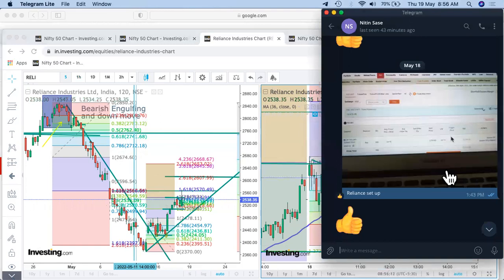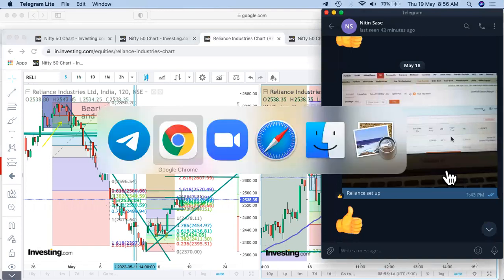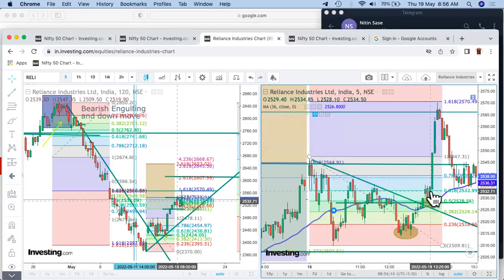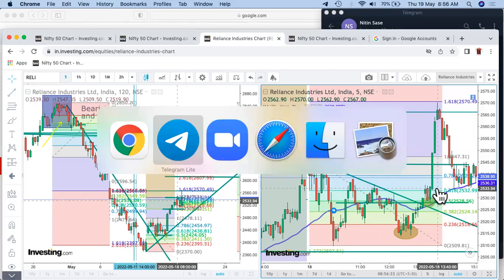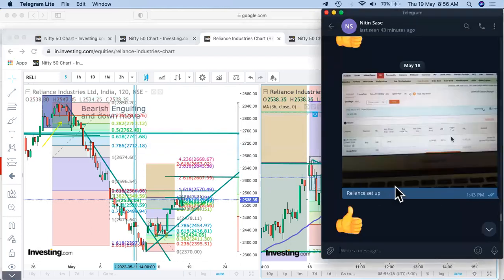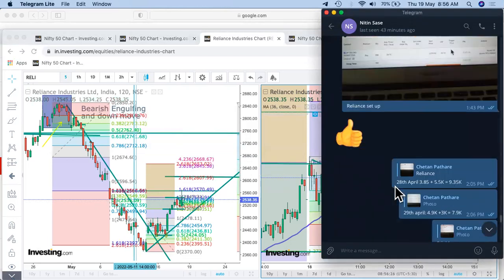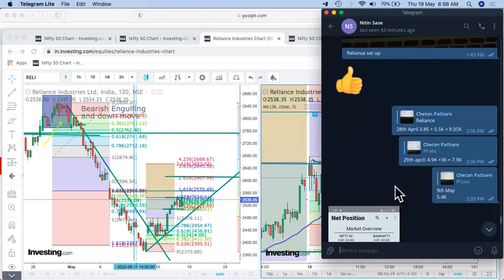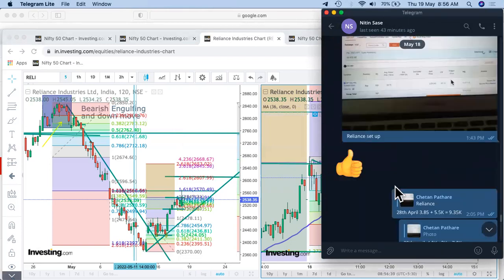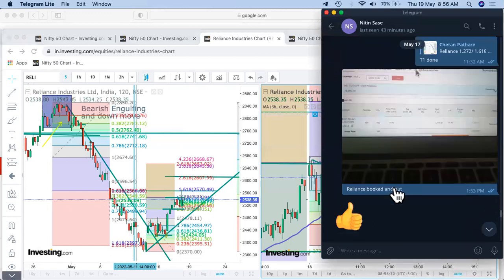Now why I closed at 143, I'll just tell you. Till that time it was moving up, and it had reached a target of 2570. I was already expecting this target which was there. Let's say 17.